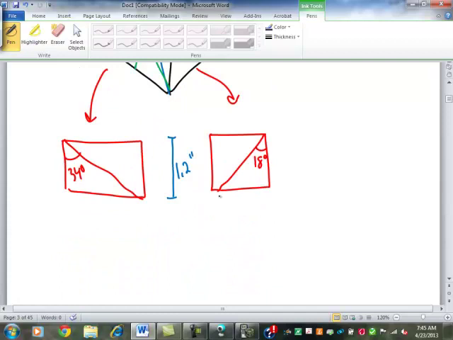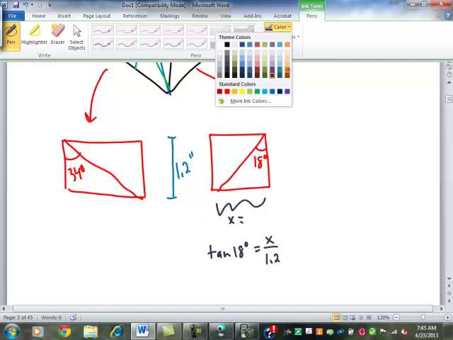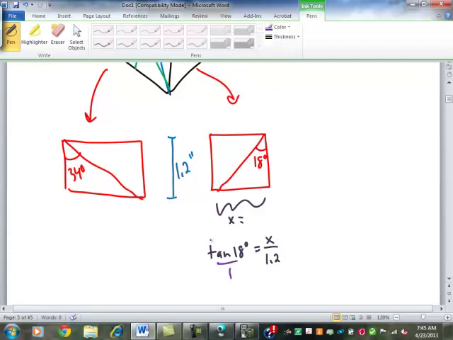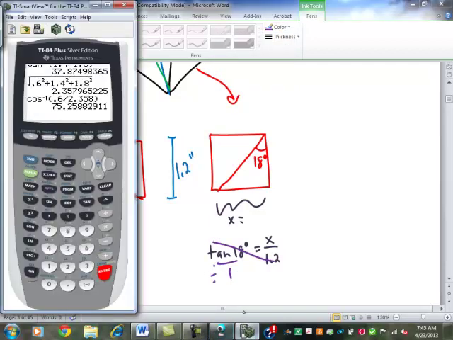So we're going to use the 1.2 here to find this distance. This distance is going to be, if I call this X, the tangent of 18 degrees equals X over 1.2. So we solve that, putting this over 1, cross multiplying and dividing. It is 1.2 times the tangent of 18 degrees, giving us 0.390 it looks like.